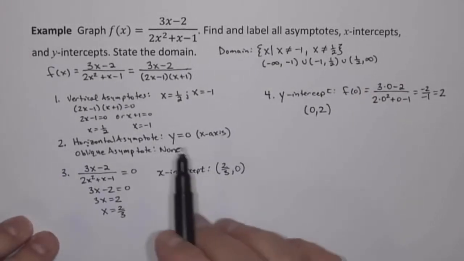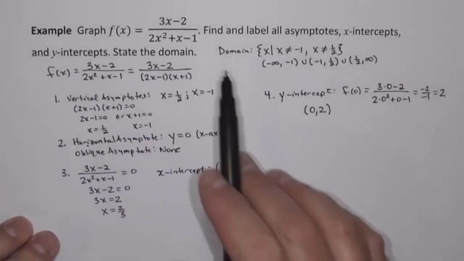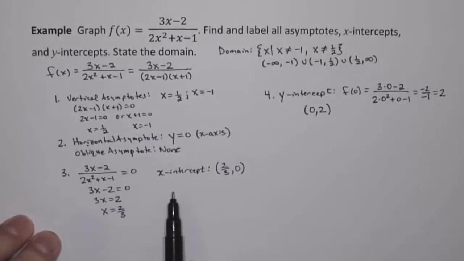So at this point, we have found the key features of our rational function. We know the asymptotes, we know the x-intercept, we know the y-intercept. So let's plot those, and then we'll see if we need any other points to determine the general shape.